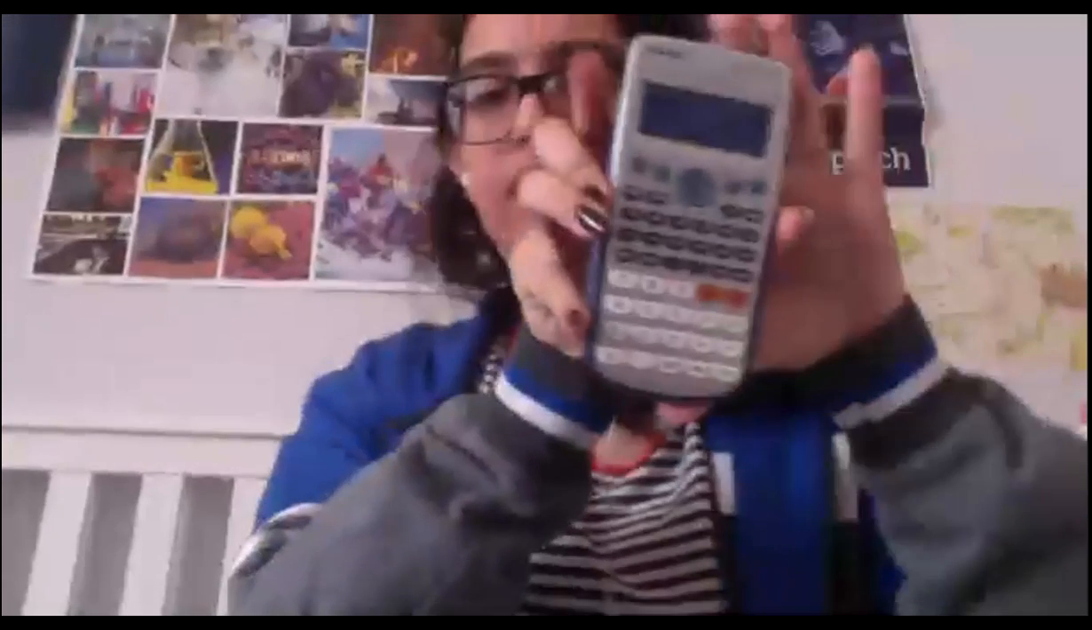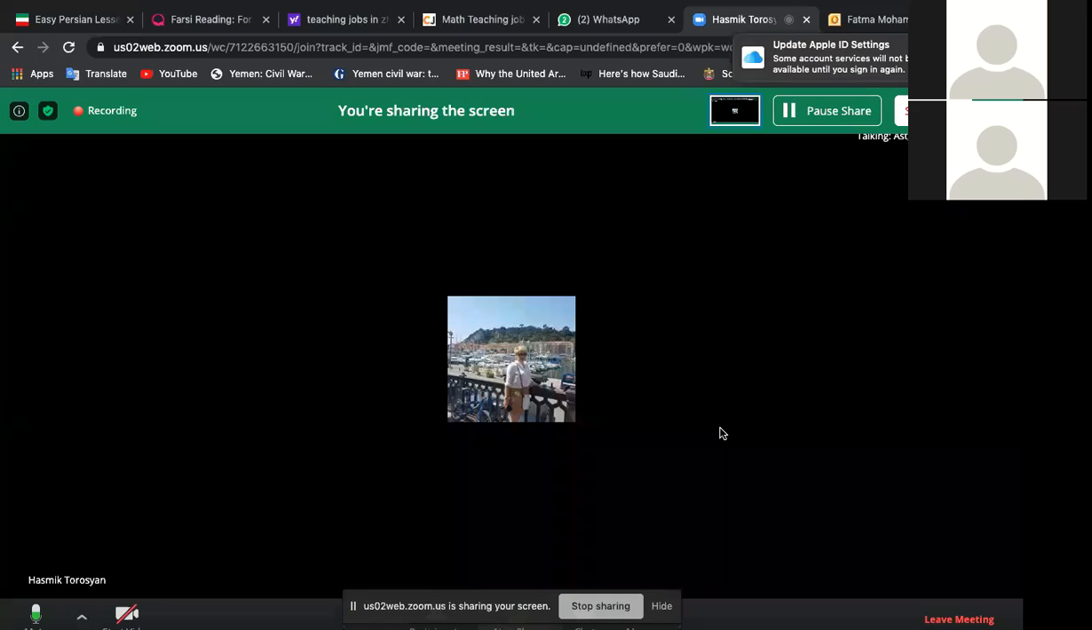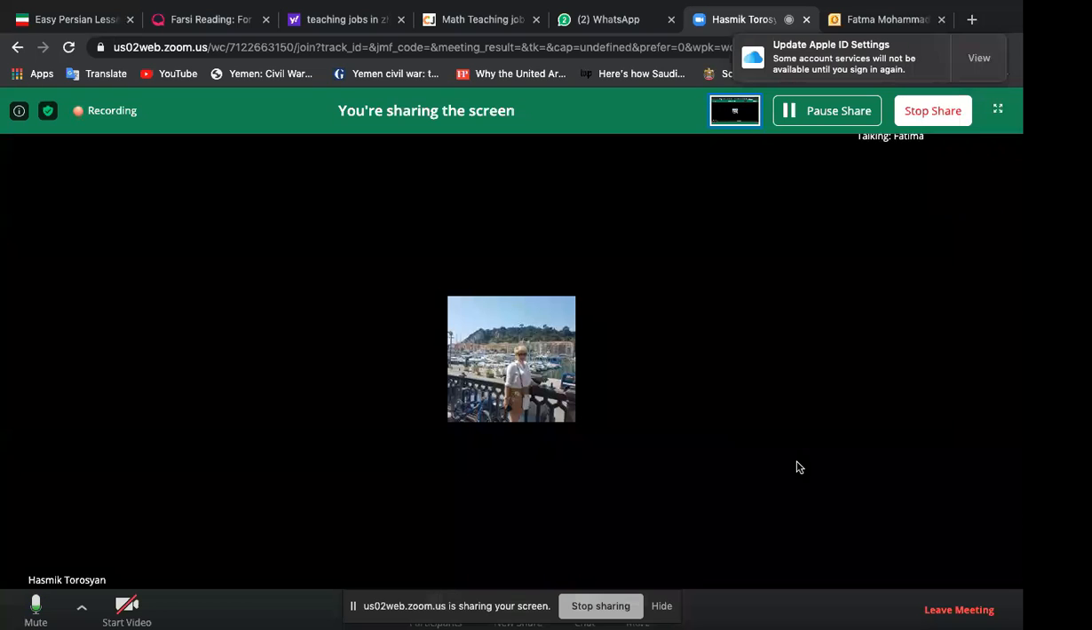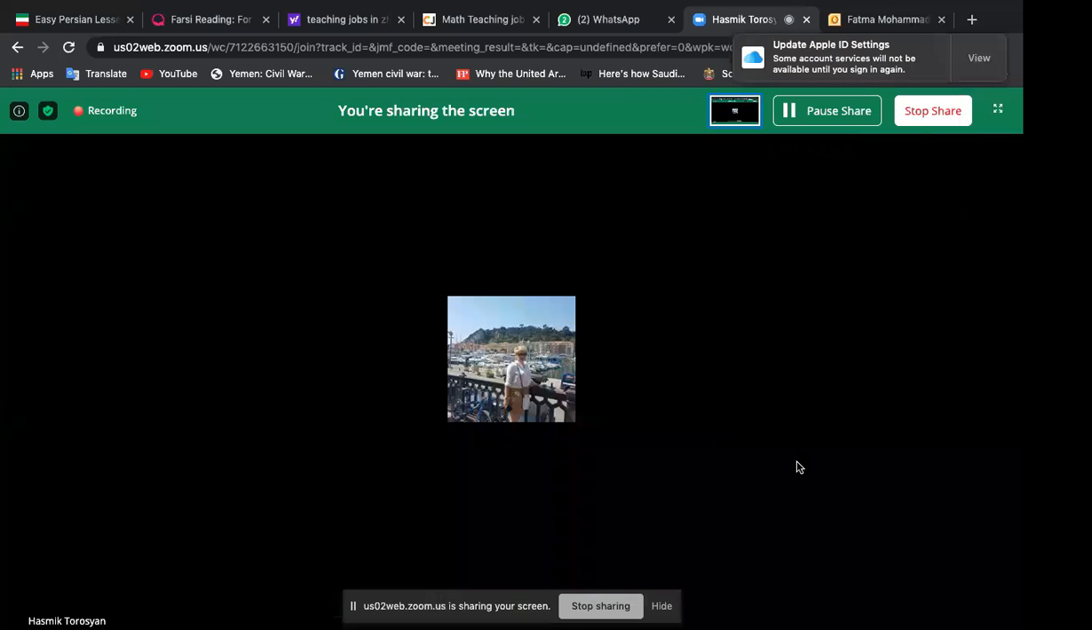So I have this calculator. I don't know if you have the same one too. It's also annoying because you can't see it. Okay, but basically what you do is, do you have a calculator with you now? No. Okay, I can do it and send the picture to Hasmik, and then she can send it to you, hopefully.